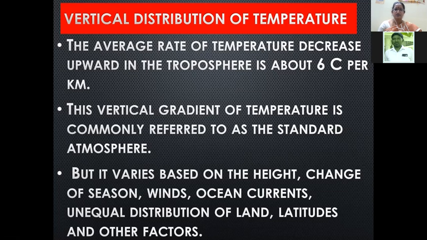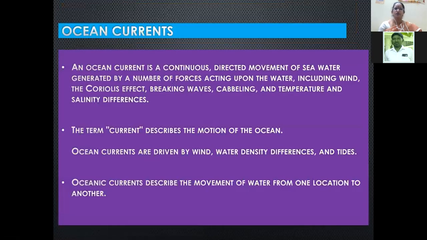Next, we are going to learn about the ocean currents. Up to now, we learnt about the ocean temperature and the vertical distribution of the temperature. Now we are entering into the ocean currents. What are ocean currents? In general, it is the movement of a mass of water in a well-defined direction over a great distance. It moves in a particular direction from one place to another.